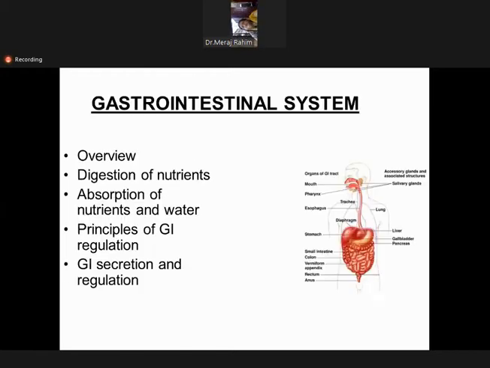So if you look at the GIT, you know, it's a long tubule. This is the mouth, this is the esophagus, and then this is the diaphragm. It enters here and then it joins into the stomach. From the stomach comes the duodenum. The multiple coiled structure is the small and large intestines, which then travels into the large intestine and then into the rectum. So we'll be studying the overview, how the nutrients which we take in everyday life are absorbed and taken, how it is regulated.